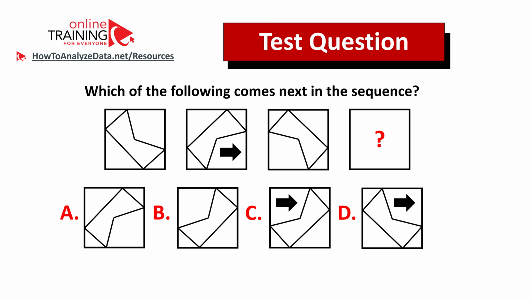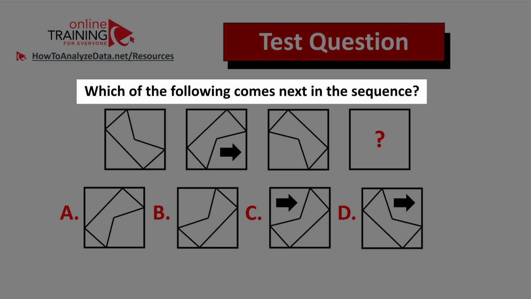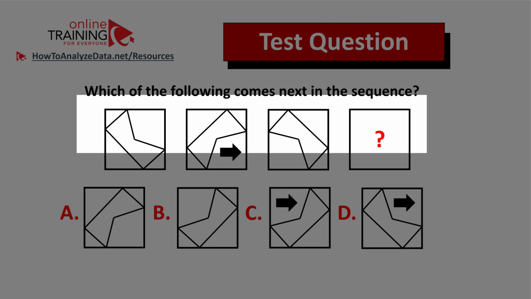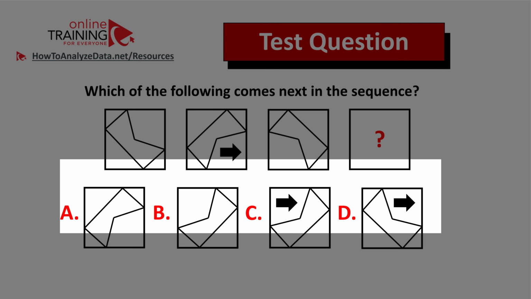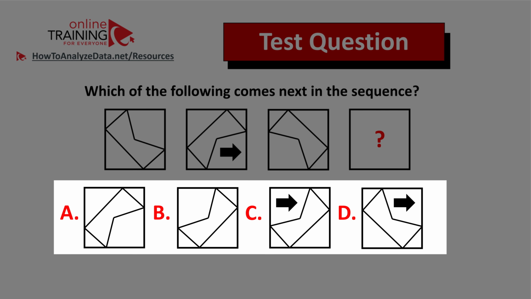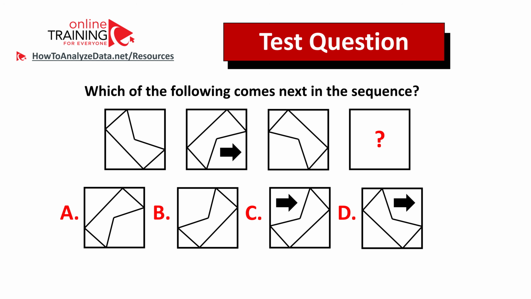Let me share with you a tricky question from the test which validates your knowledge of pattern recognition and logical reasoning. Which of the following comes next in the sequence? And you're presented with 4 squares. The fourth square has a question mark, which means that you need to figure it out. And you have 4 different choices: choice A, B, C, and D. An answer is not obvious, but I'm pretty sure you will figure it out.